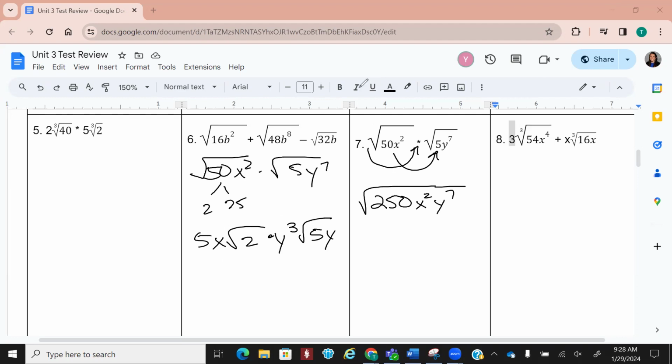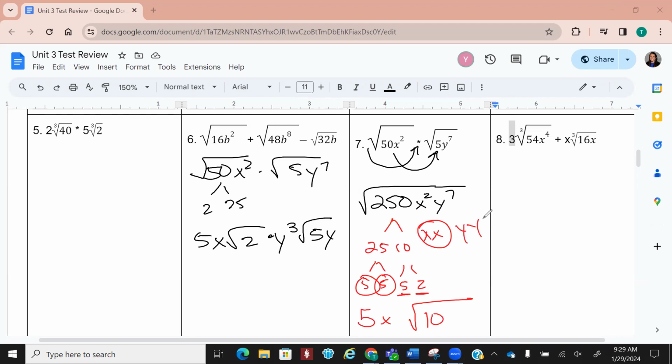When we look at this, we're going to break this down into 25 and 10. Break this down into 5 and 5, 5 and 2. I got a pair of 5s. I've got 2 x's. That makes 1 group. I've got 5 times 2, which is 10 on the inside. I've got 7 y's. So that's going to be 3 groups with 1 left over.